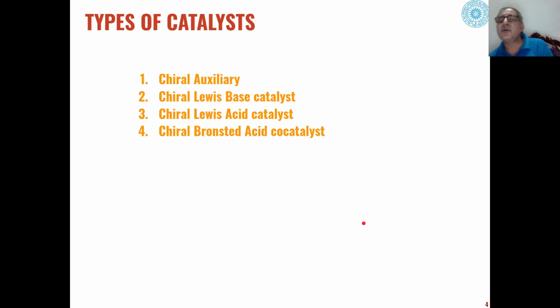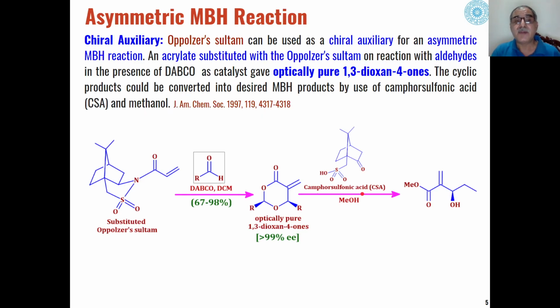Now when we are talking about asymmetric Baylis-Hillman reaction, different types of routes can be used. That is, either we can use chiral auxiliary compounds, or chiral Lewis base as catalyst, chiral Lewis acid as catalyst, or chiral Brønsted acids as co-catalyst for formation of asymmetric products in case of Baylis-Hillman reaction. So, for example, the first type of asymmetric Baylis-Hillman reaction is where we use chiral auxiliary.